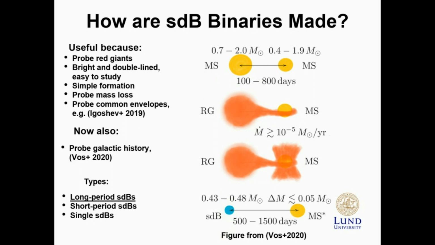So in other words, put simply in one sentence, subdwarf B stars are cores of red giants which have been stripped and which have managed to ignite helium. So those objects actually have quite a peculiar history.